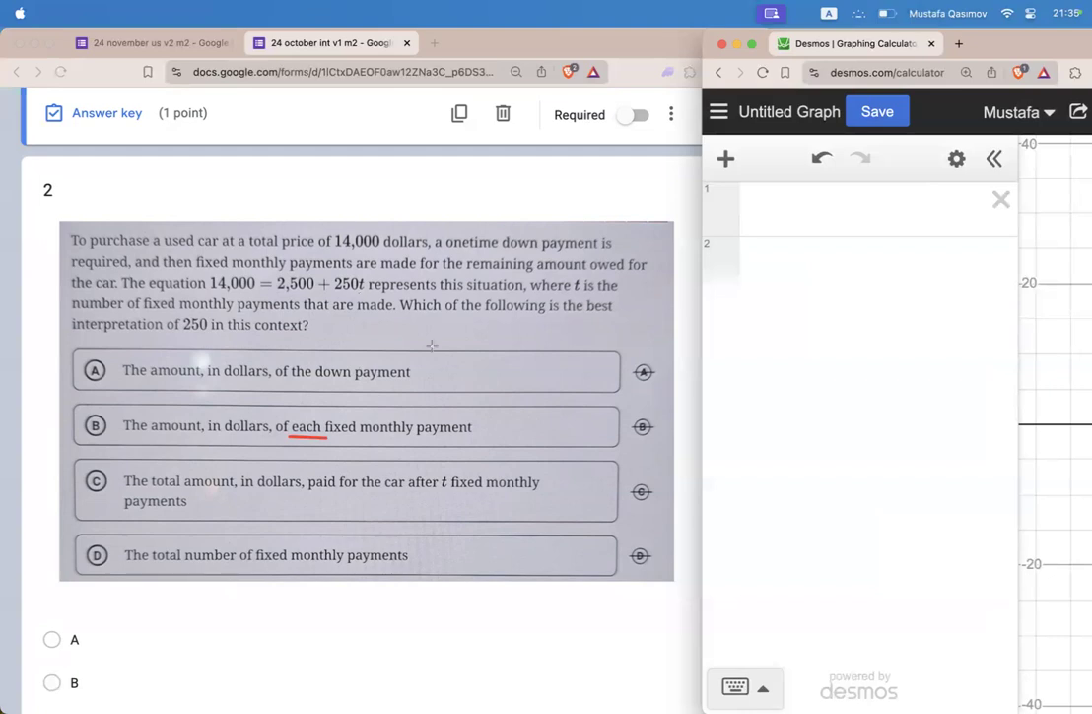You can think that way also. T represents here number of months, number of fixed monthly payment. So you also have this word here, so it is also slope. Okay.